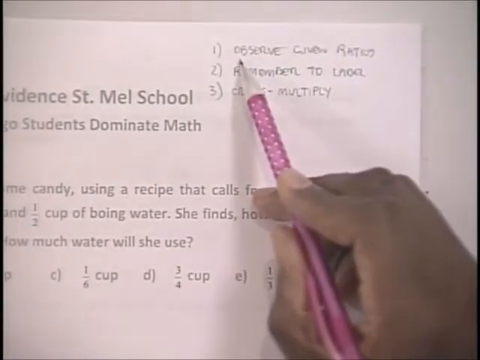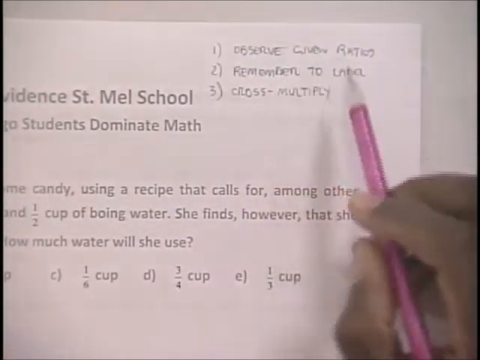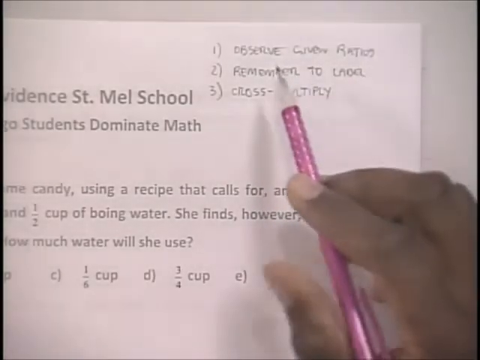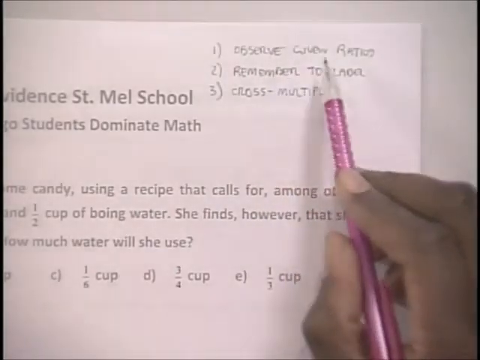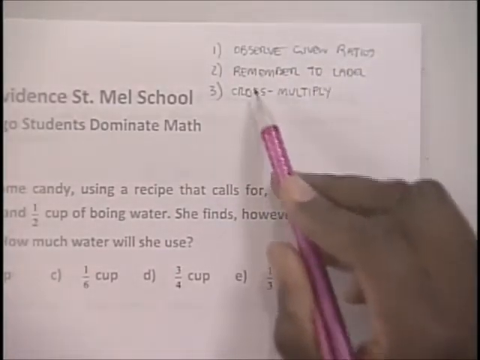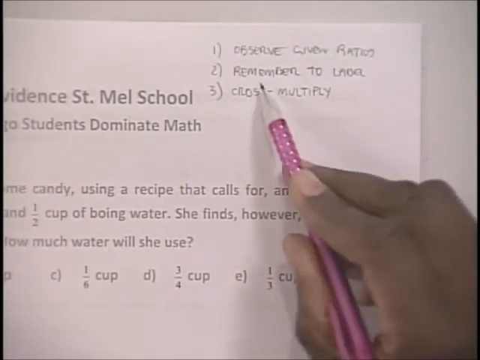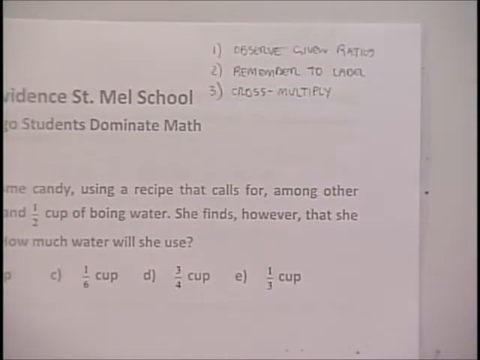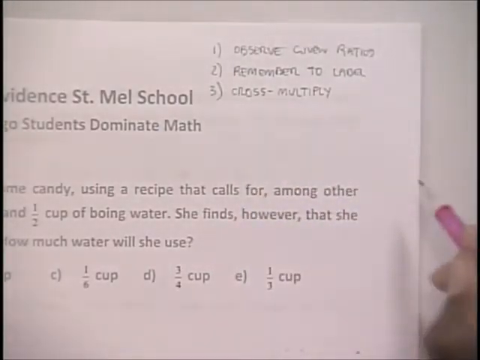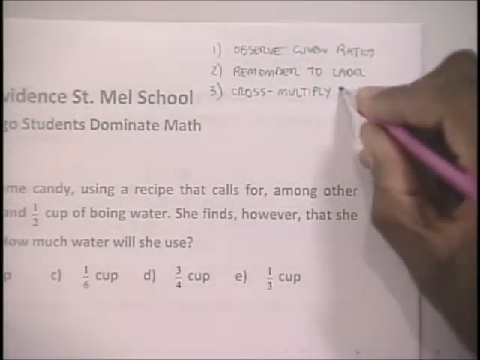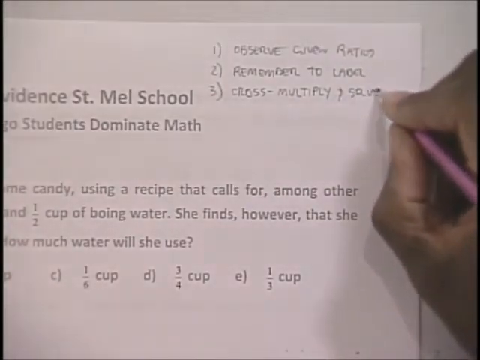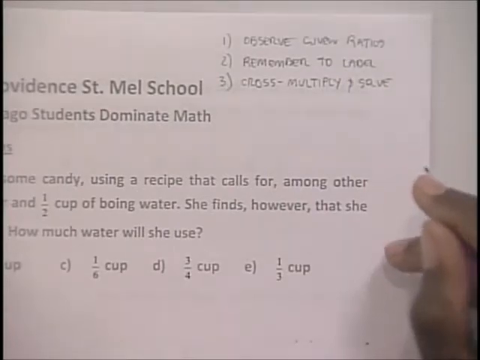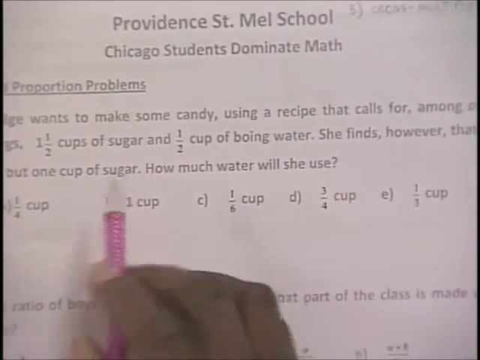The first thing we'll ask you to do is observe the fact that you're going to be given some ratios, and we'll share with you what we mean by ratios. Second thing I want you to observe is that I want you to remember to label these problems, and I'll show you what I mean by that. And the final step will be to cross multiply and solve. Those will be the steps that we'll take for each of these problems. Hopefully the more of these we do, the more comfortable you'll be. Let's take a look at the first one.